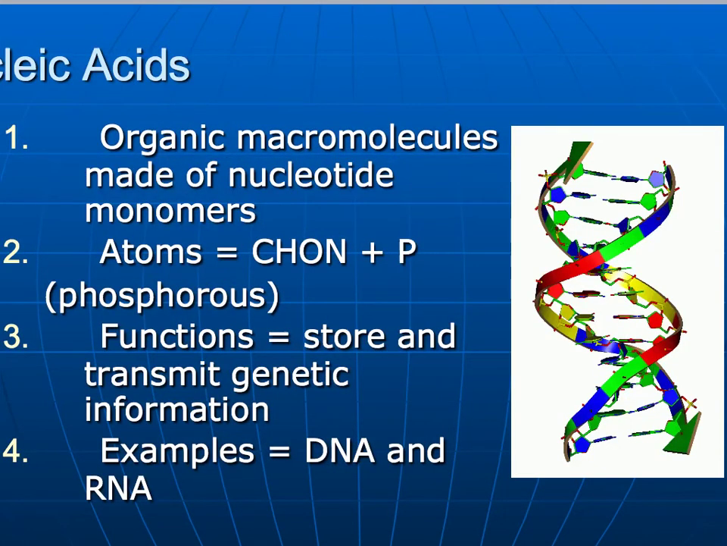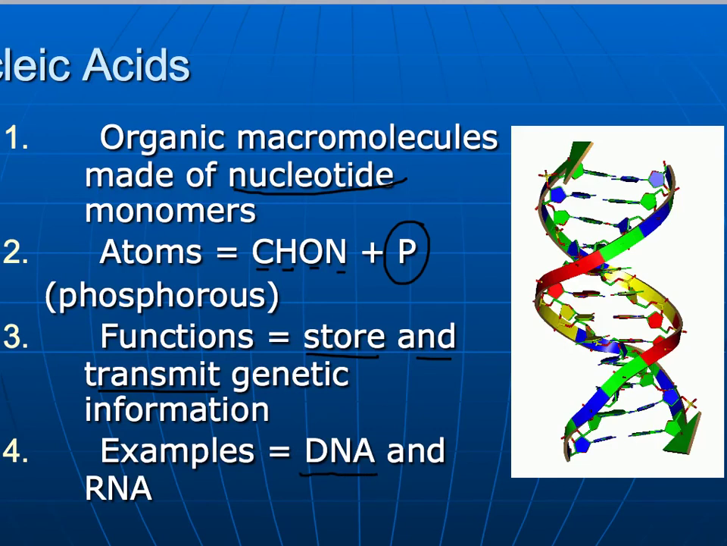Okay, our last category of macromolecules are nucleic acids, or these are organic macromolecules made up of nucleotide monomers. So the repeating unit is called a nucleotide. We're adding one more atom here, so we have carbon, hydrogen, oxygen, nitrogen, and P is for phosphorus. So these are the atoms that make up nucleic acids, or DNA. The function of DNA is to store and transmit genetic information. And we're going to spend a lot of time talking about DNA in the future. Right now, we'll just talk about the examples.